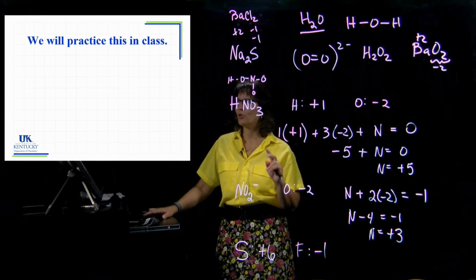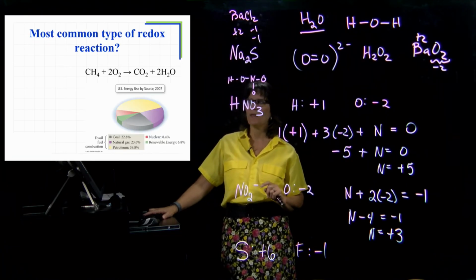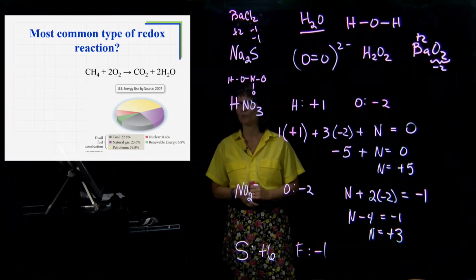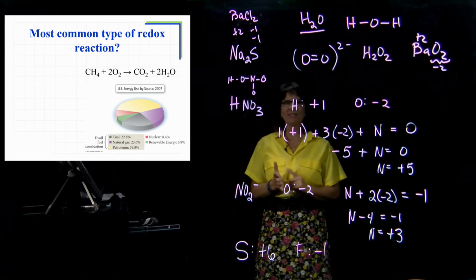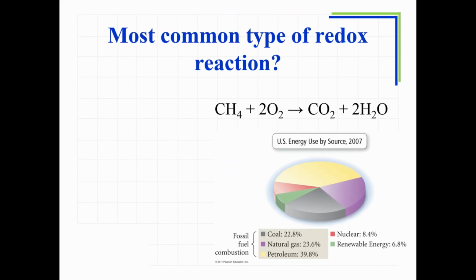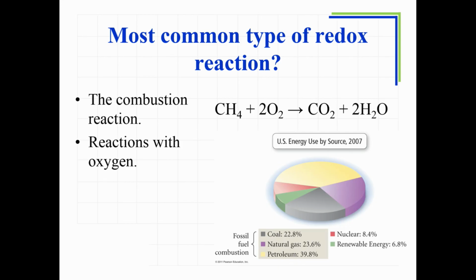Now, I do want to leave you with one last slide here, and this is the most common type of redox reaction. The most common type of redox reaction is a combustion reaction, and we're seeing that here. We use this combustion reaction a lot to heat our homes, to run our stoves, and to run cars. And a combustion reaction just means a reaction with oxygen. Anytime something reacts with oxygen, it's a combustion reaction.